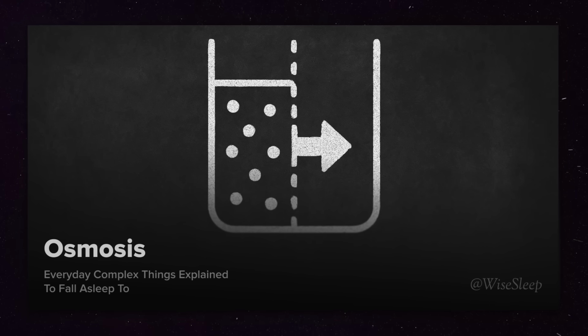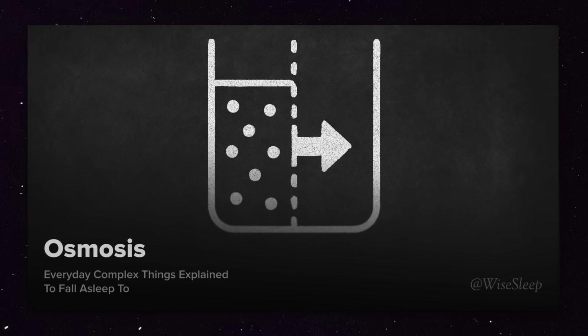It keeps moving until the concentration on both sides becomes more balanced. In living organisms, osmosis is a key process that helps cells stay hydrated and maintain their structure. For example, plant roots absorb water from the soil through osmosis. The water moves into the plant's root cells, which often contain a higher concentration of minerals. This process is essential for keeping the plant upright and healthy.